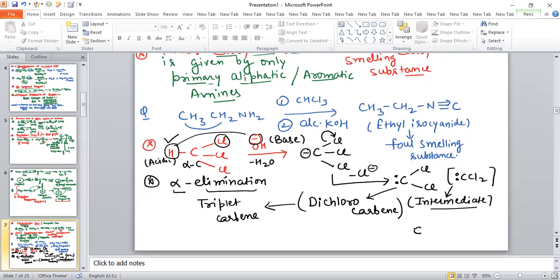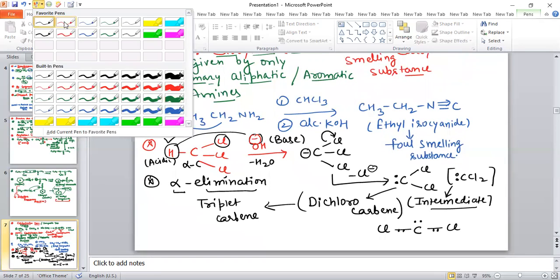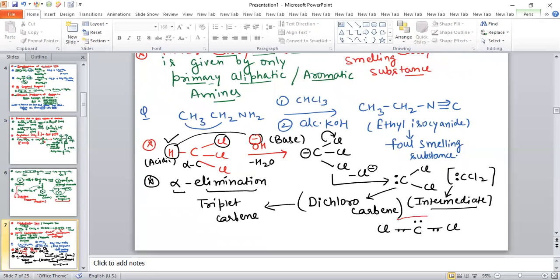You can also observe that this CCl2 is an electrophile. How is this CCl2 an electrophile? See, there are two electrons between carbon and chlorine, two electrons between carbon and chlorine, and there are two more electrons. So in this case there are only 6 electrons around carbon, so the central atom has an incomplete octet.